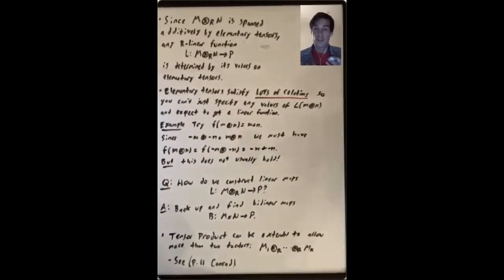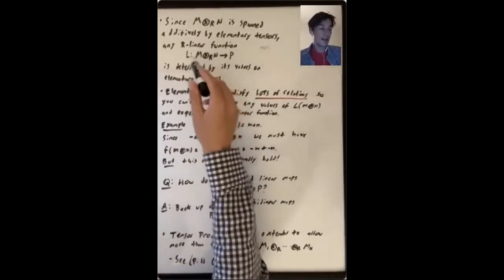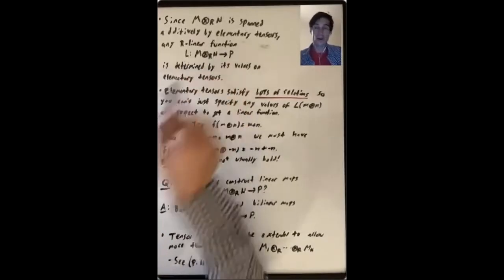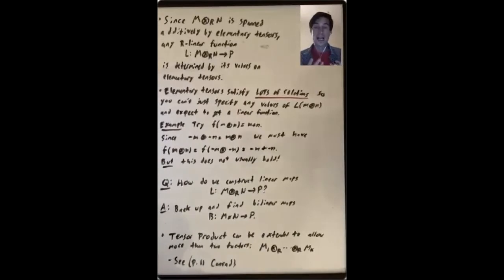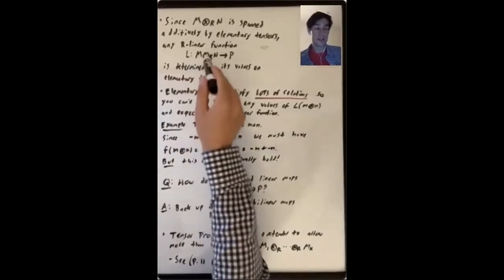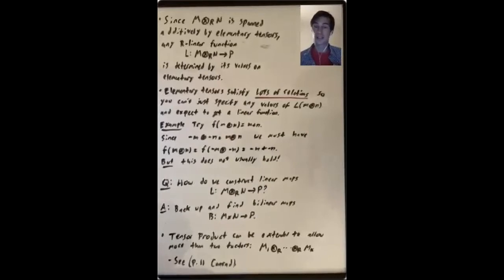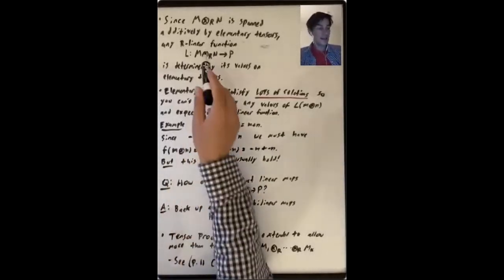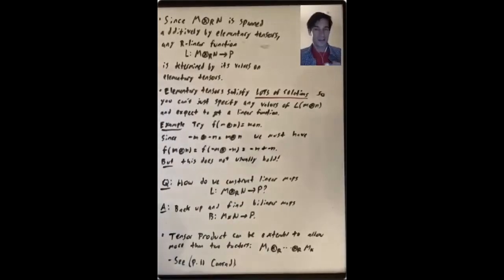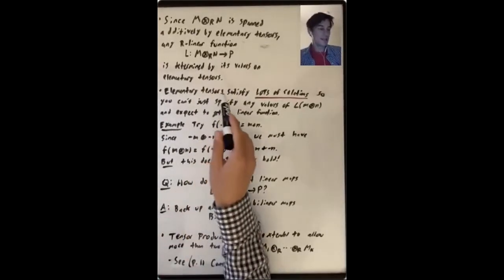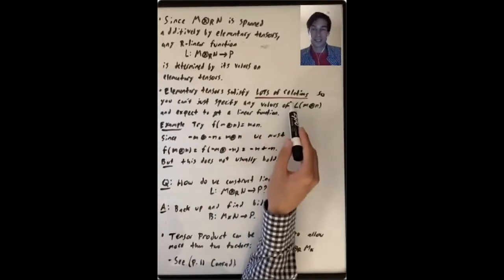So if I specify the values at all the elementary tensors, there's only one way to extend that to the whole module: you take any element in your tensor product, write it as a finite sum of elementary tensors. And if I know what L does at that finite set of elementary tensors, then I know what it has to do to their sum. All right, but the tensor product is not like a free module. The elementary tensors satisfy lots and lots of relations between them.